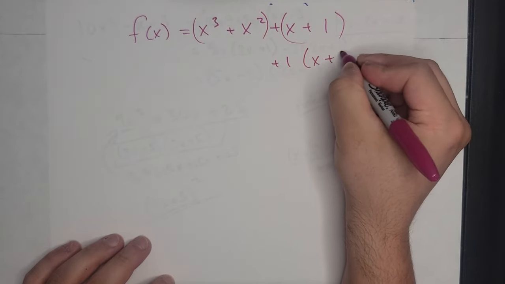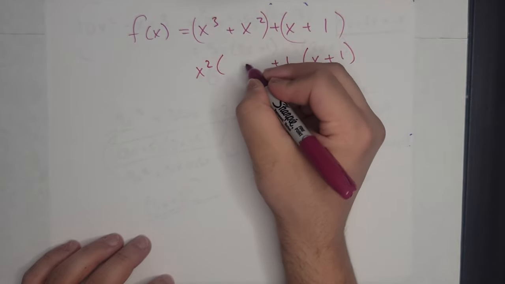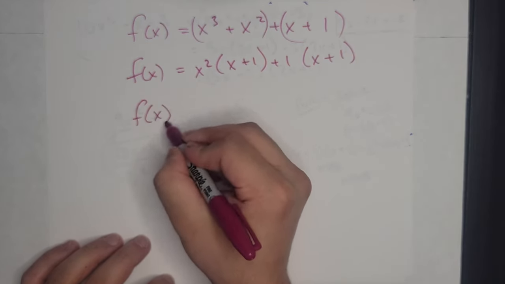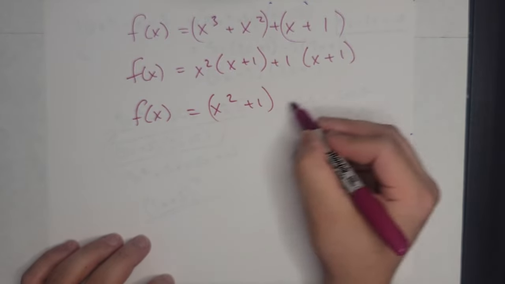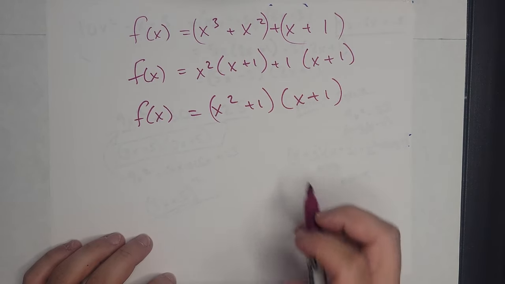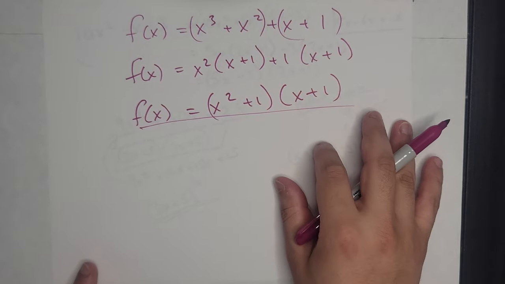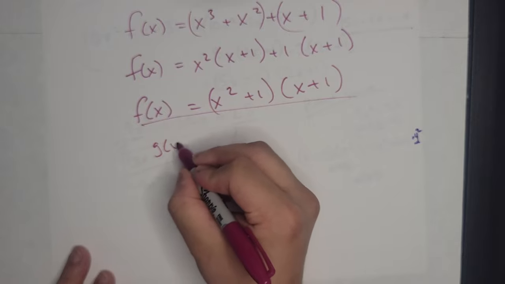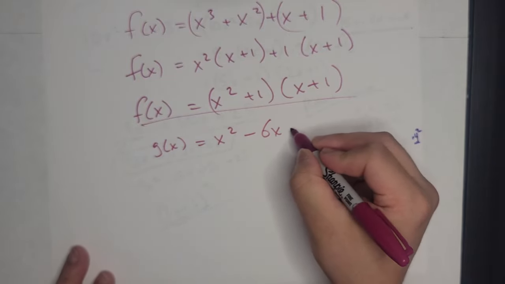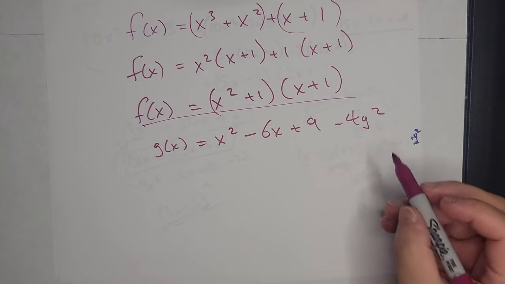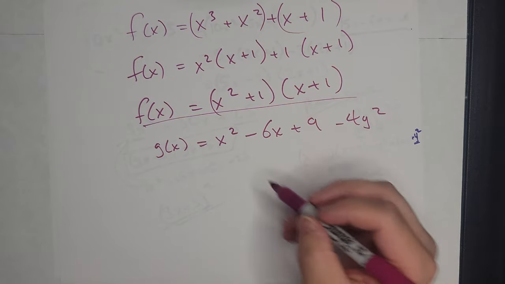I know that when I have x plus 1 here, nothing to factor out there. But here, if I factor out x squared, I'm left with x plus 1. Doesn't have any common things over there, but I can see this.